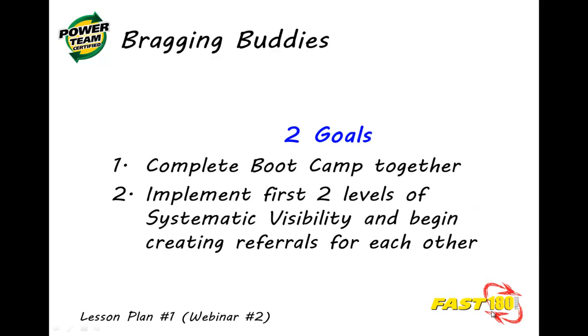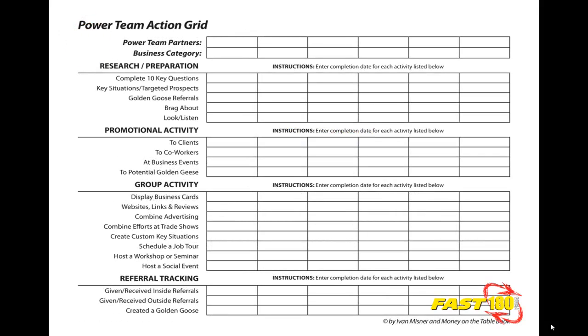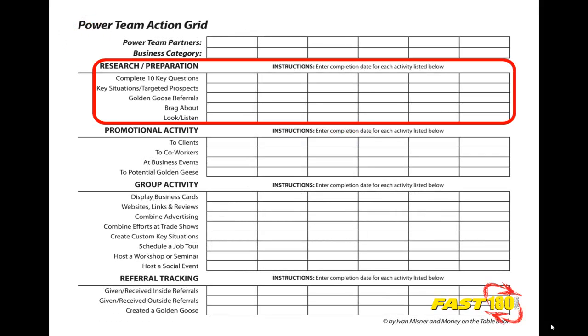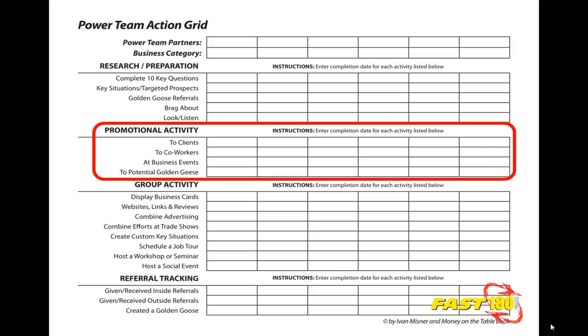So the 2 goals of the bragging buddy stage are to complete boot camp together, which should take no more than 2 quick meetings, and then begin implementing systematic visibility and start creating referrals for each other. So the goal is that you're going to be creating referrals for each other as quickly as possible as a duo or maybe a trio. That's stage 2. That's where we're still in the research and preparation stage, but we're beginning to get into promotional activity in the Power Team Action Grid.